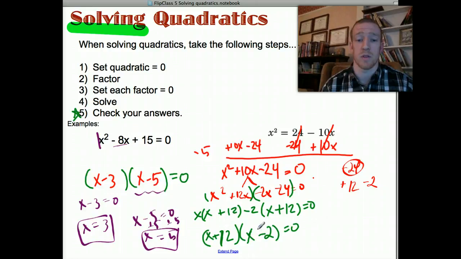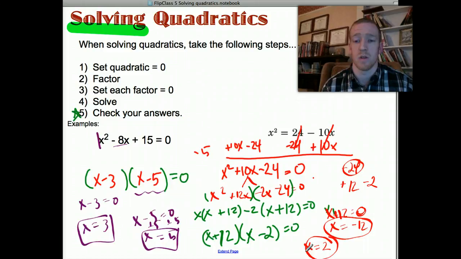So now I set each of the factors equal to 0. X plus 12 equals 0. That is x equals negative 12. What do I plug in here? I got to plug in a 2. 2 minus 2 is 0. So x equals 2 is my other answer. So those are my two answers.